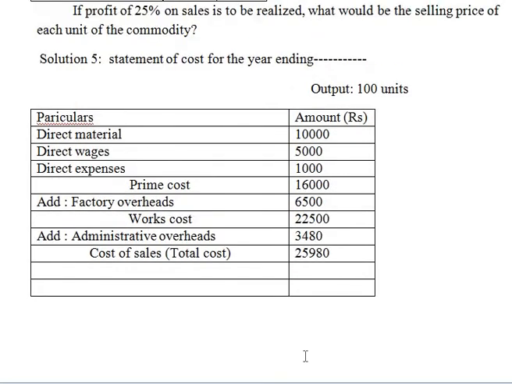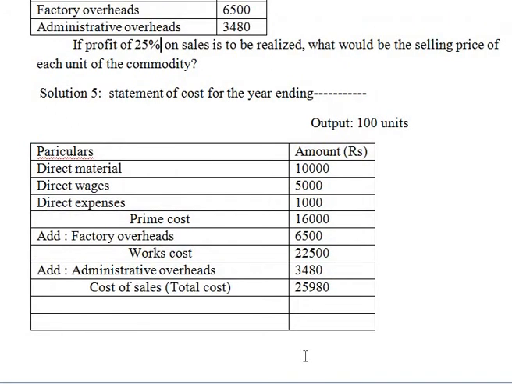Now they have not given us the sales, right? But they have given some information related to profit. Read out that sentence: if profit of 25% on sales is to be realized, what would be the selling price of each unit of the commodity. So for that we will have a working note. Note number 1, calculation of profit.